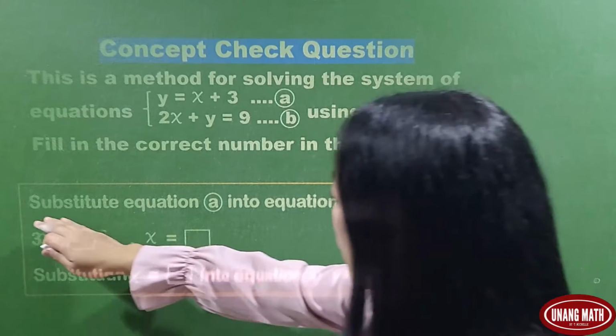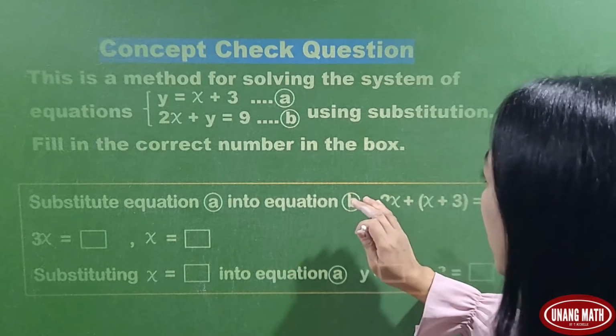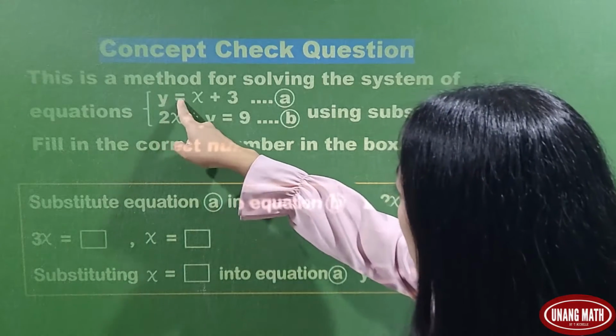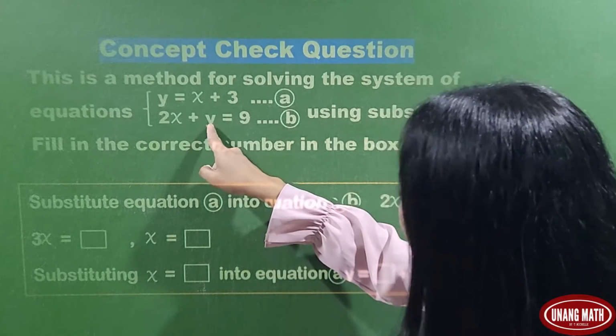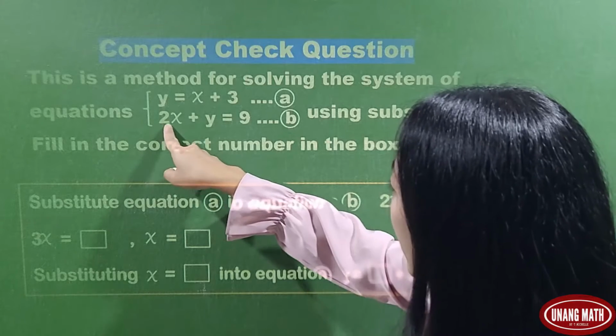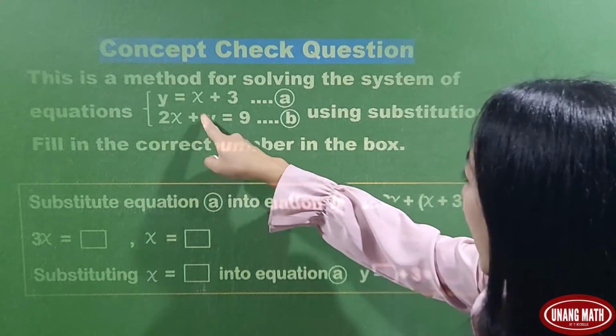So first, we will substitute equation A into equation B. So equation A is y is equal to x plus 3. So let's substitute this one in this second equation. So we have here 2x plus y is equal to 9. So what is y? x plus 3.